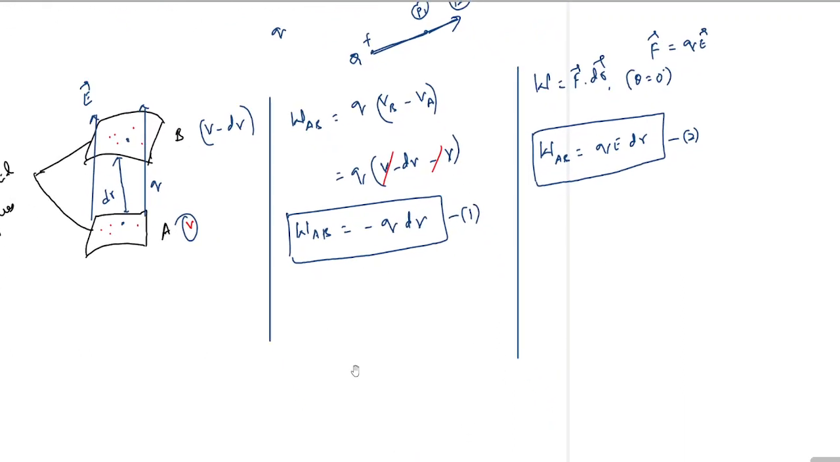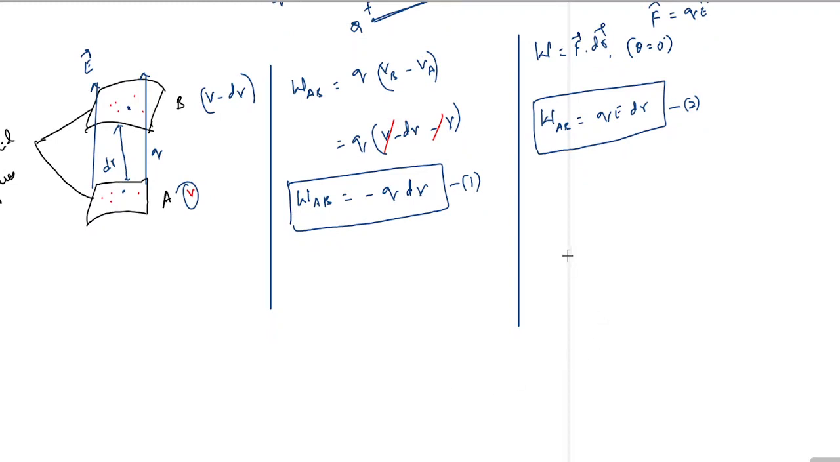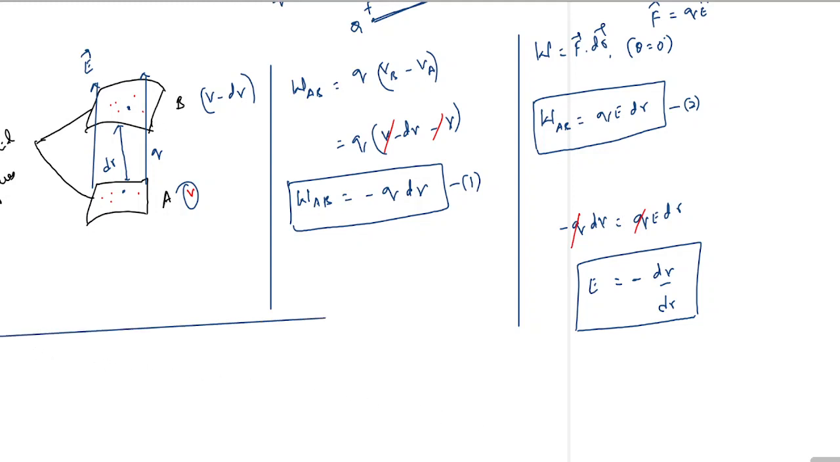Now, comparing equations 1 and 2, we can say minus Q dV is equal to Q into E into dr. From this, Q gets cancelled. Therefore, what remains is E is equal to minus dV by dr. So this is the required expression for the relationship between electric field and electric potential. This is one way of doing it.